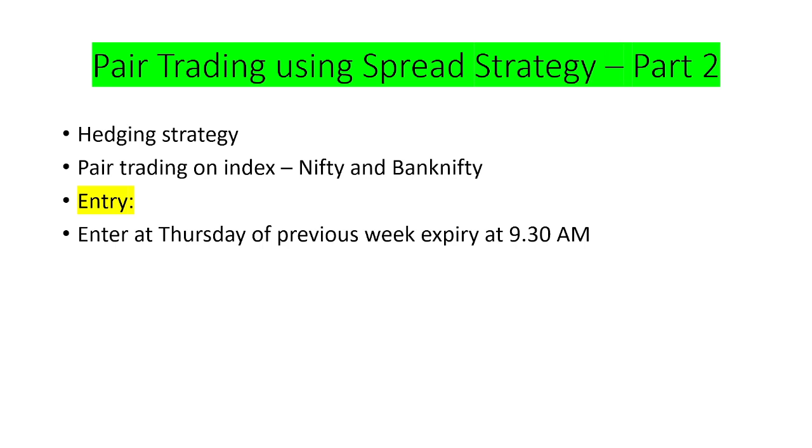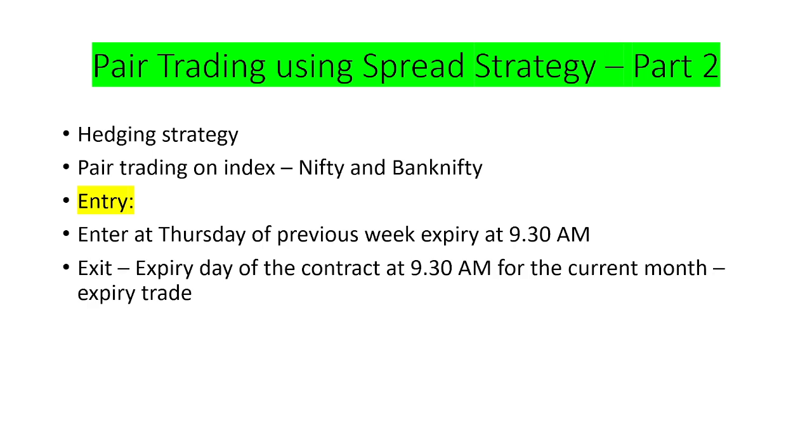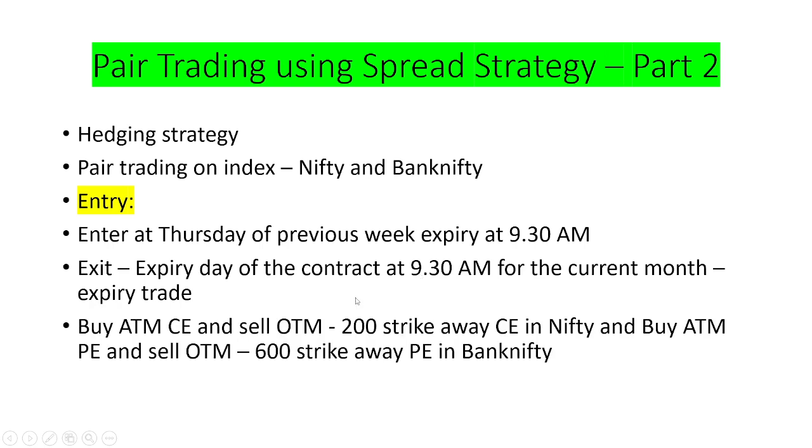Entry is as usual, like every trading setup. We enter on Thursday of the previous week at 9:30 a.m. and exit on the expiry day at 9:30 a.m. for the current week's expiry. The strategy is buying the ATM call and selling an OTM call, which is 200 strikes away from Nifty. Only call options are executed here.